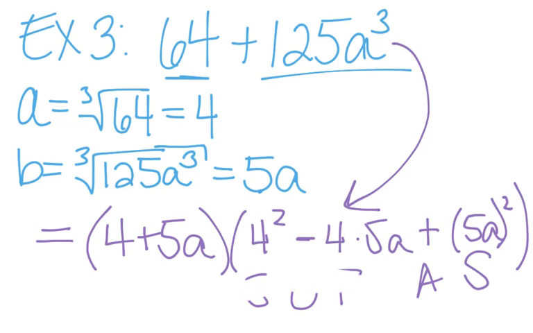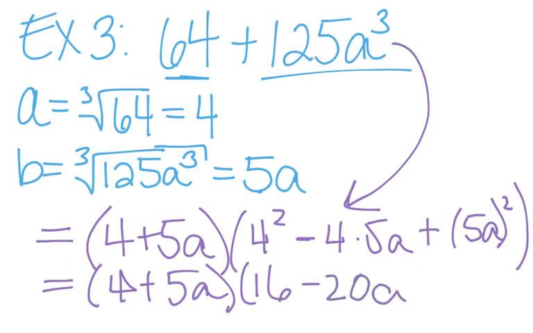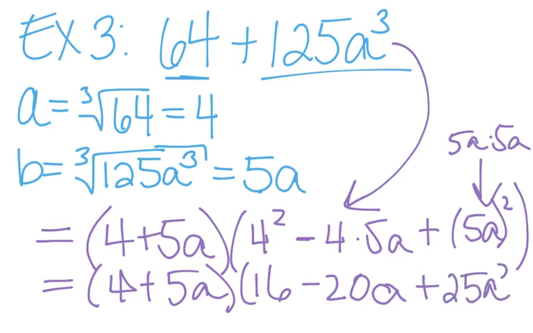Okay, now I'm going to erase the SOFA so we can simplify this. So our factorization becomes 4 plus 5a, and then 4 squared is 16, 4 times 5 is 20, so this is negative 20a. And then 5a squared is 5a times 5a, so this is 25a squared. And that's our final factorization.